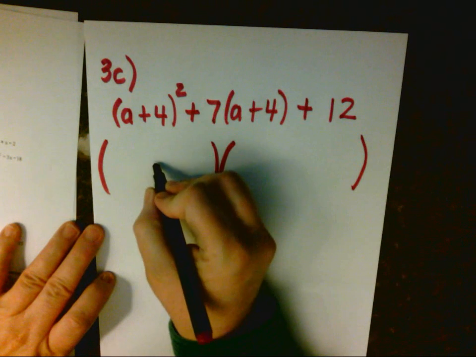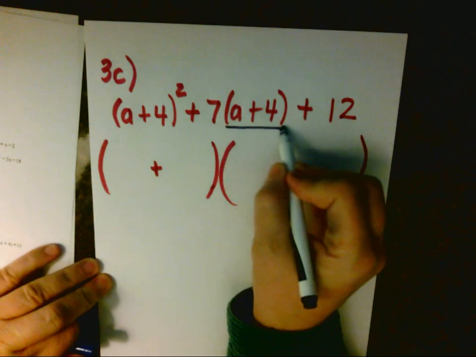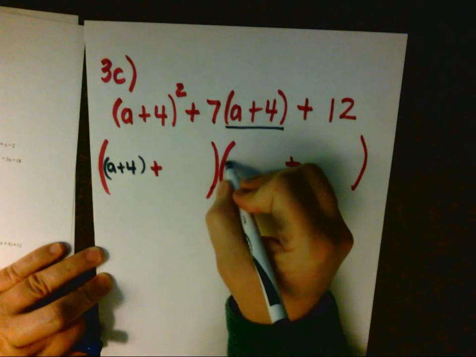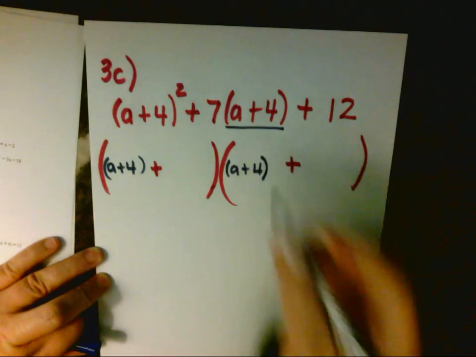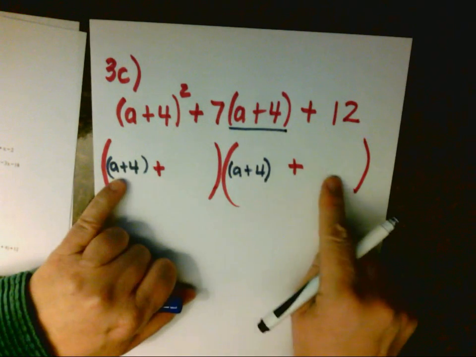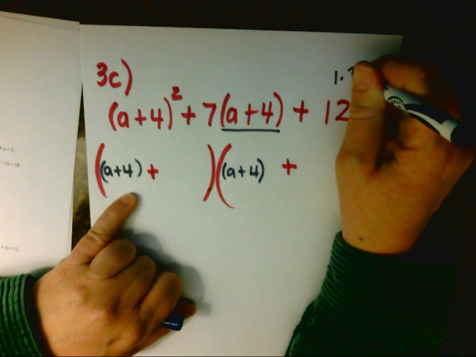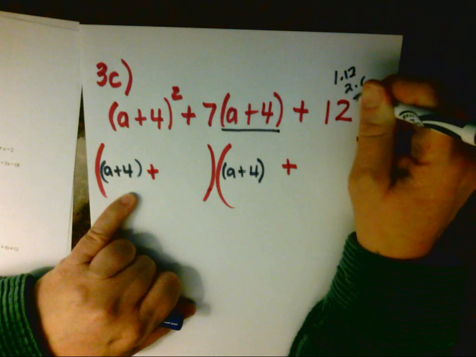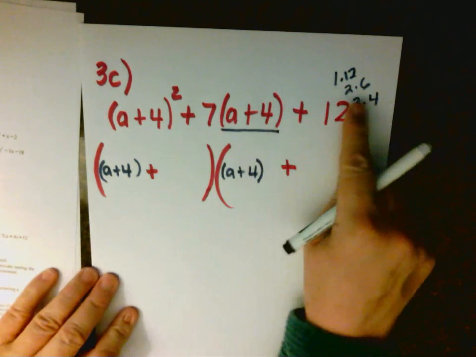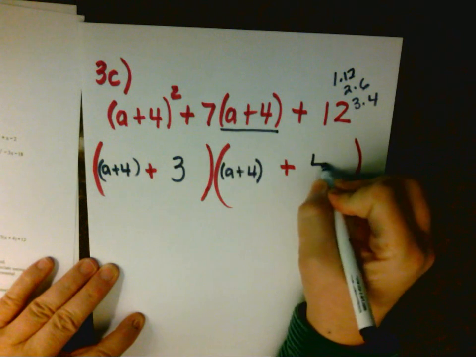These are both positives, so my signs will need to be positives. Now, to get this middle term as an a plus 4, I'm going to need to put an a plus 4 right here and multiply it by another a plus 4. Because a plus 4 times a plus 4 will give me a plus 4 squared. And then the middle term will turn out with an a plus 4. Now, I want the factors of 12. I could pick 1 and 12, 2 and 6, or 3 and 4. These are all positive, and I want factors that can give me a 7. So obviously I want to pick the 3 and the 4 because they'll add up to 7. So let's try a 3 and a 4.